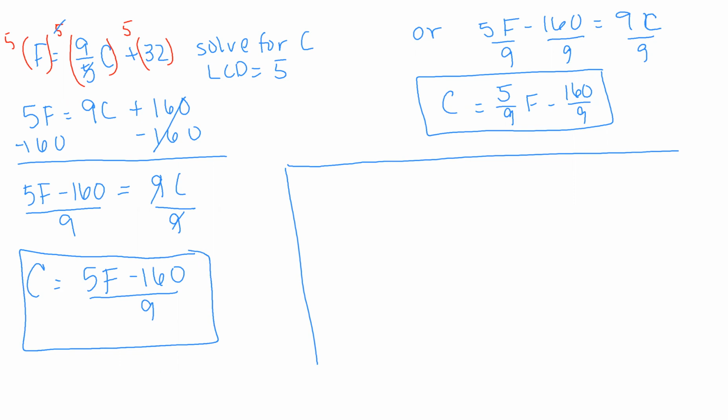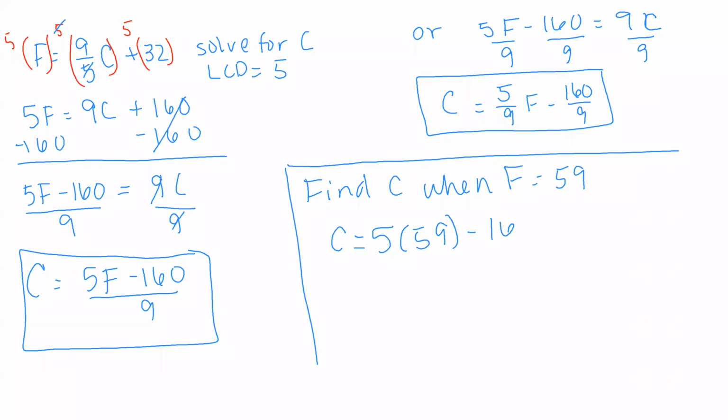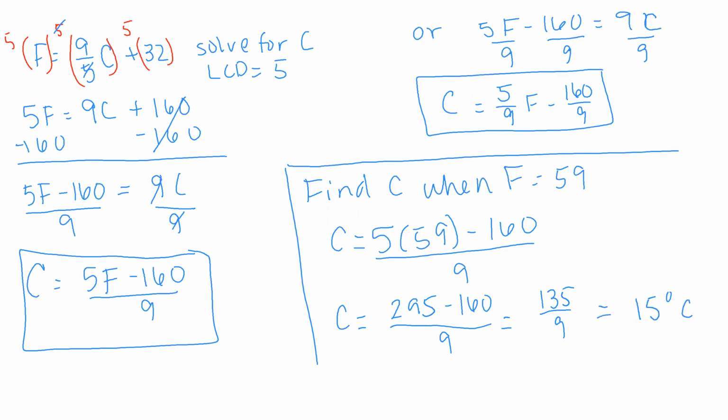So what we're asked to do now is to find C when F is 59. So I would take C equals 5 times 59 minus 160, all over 9. So we simplify a little bit. 5 times 59, we get 295 minus 160 over 9. So 295 minus 160 is 135 over 9, which is 15 degrees Celsius.